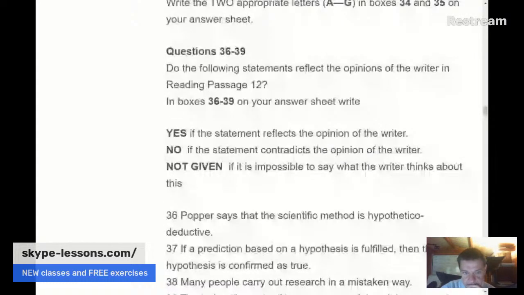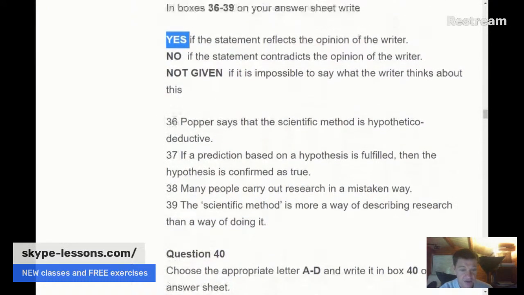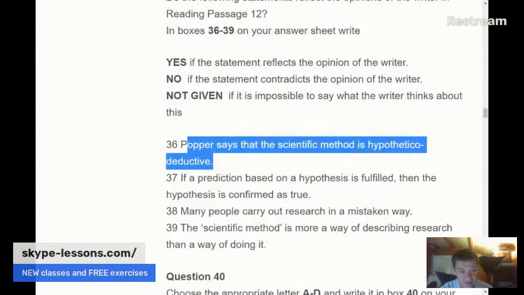Do the following statements reflect the opinions of the writer? Okay, so we've got to choose between yes, no, and not given. So we just got to decide, does it say that Popper says that the scientific method is hypothetico-deductive? And we've got to either say yes, no, or not given. So it either mentions it, in which case we choose yes or no, or it doesn't mention it, in which case we choose not given.